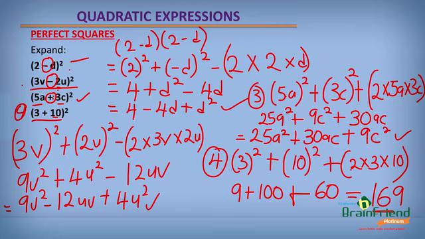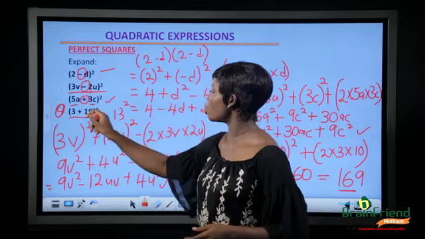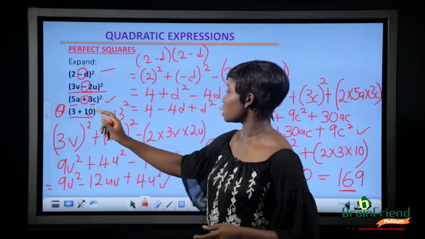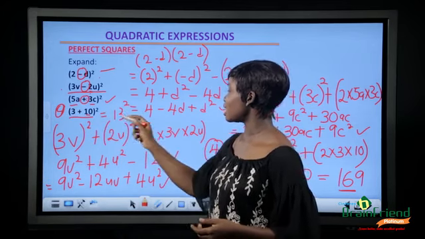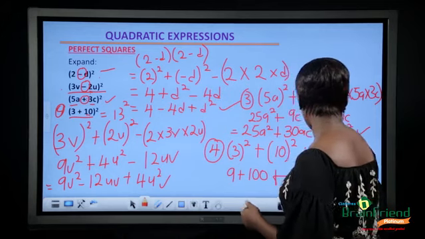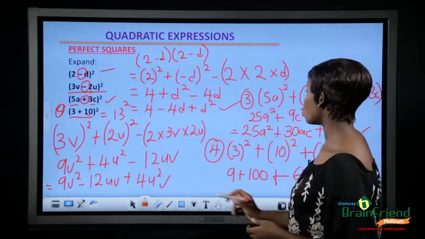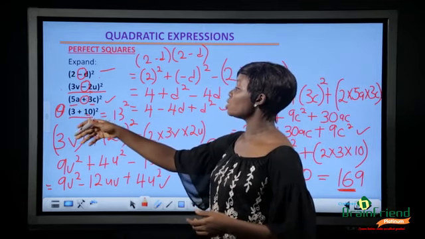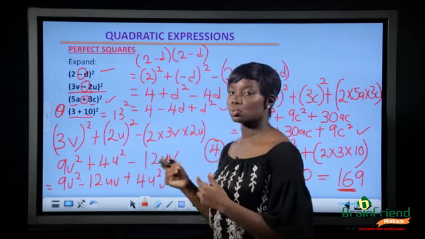And if we look at it, 3 plus 10 is actually 13. So this is also equal to 13 squared. To check if we are right, 3 plus 10 is 13. So the question is actually find 13 squared. And 13 times 13 gives us 169. So perfect squares can be used when solving for ordinary numbers too.